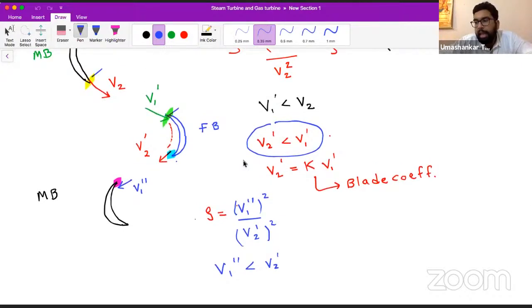As we have seen, from the fixed blade part, when the... I was saying previously there was some technical glitch, so I am continuing myself. I was saying previously that someone may have this doubt.